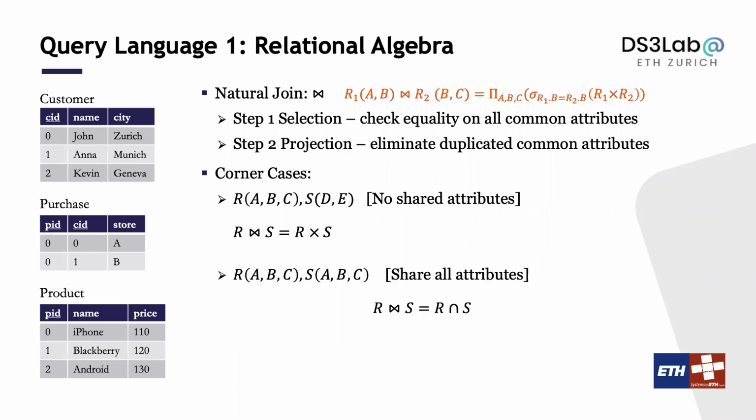So question: when we have no shared attributes, wouldn't it be the empty set? Because we only take the attributes that are the same. Oh yeah, that's a very good question. Let's go back to the definition here. Essentially, I do not have shared attributes, so this condition will not filter out any of the tuples. I'm comparing an empty set with an empty set.